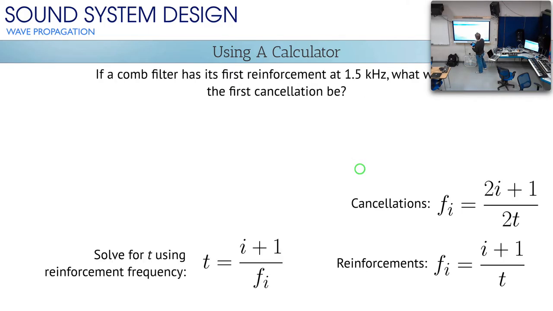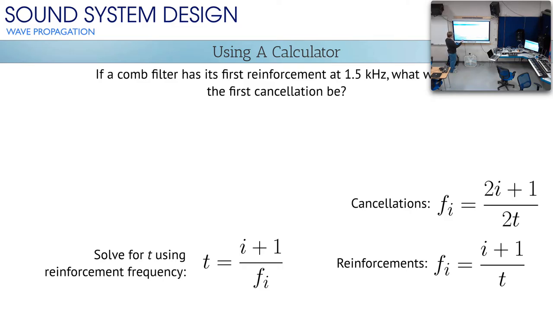Let me skip ahead. Here's another, we can do this the other direction. So we know we've got a comb filter happening, and the first reinforcement is 1.5 kilohertz. In that scenario, what would be the cancellation that would happen first? Well, to do that, we would need to find out the time. If we take this formula for reinforcement and solve it for t, it's t equals I plus 1 divided by frequency I. You can just trust me on that, but if you're good at algebra, you can see how that would work.